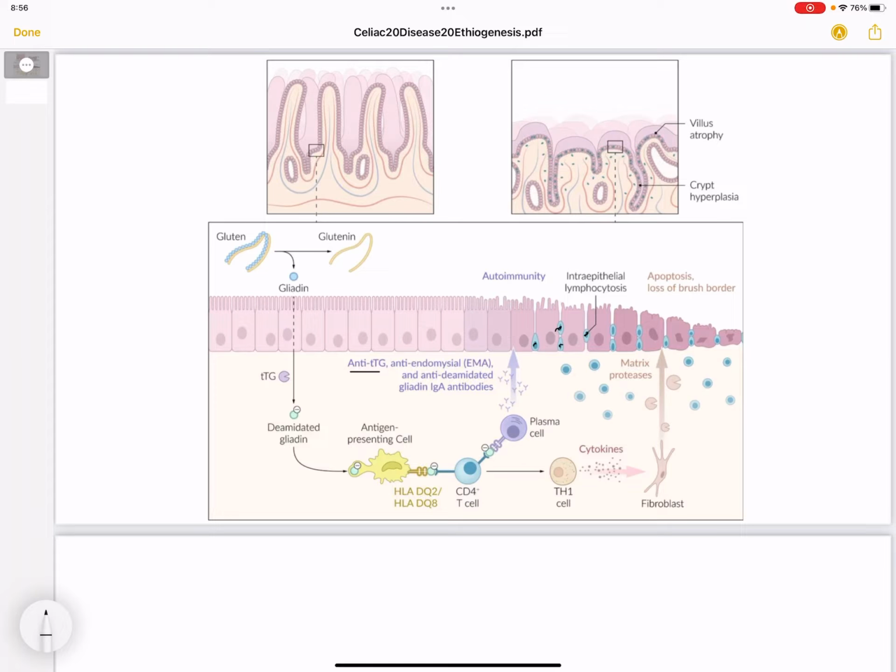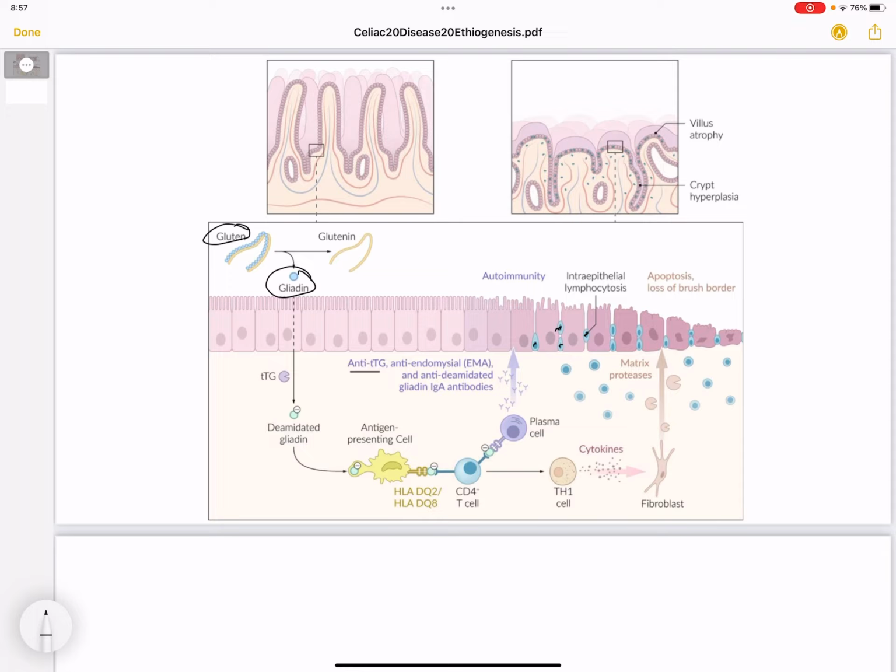Here's the pathophysiology of celiac disease. This is a really good image because it is going to basically summarize all the things we need to know about how celiac disease occurs. Now, when we consume gluten, gluten has a protein called gliadin. Gliadin is ultimately going to be the protein that triggers this autoimmune destruction of our intestinal villi. And these intestinal villi are extremely important for the absorption of nutrients.